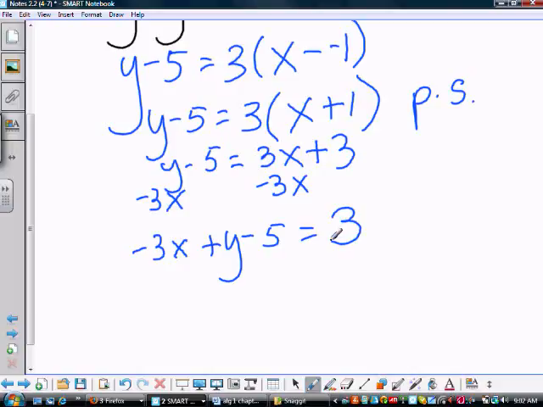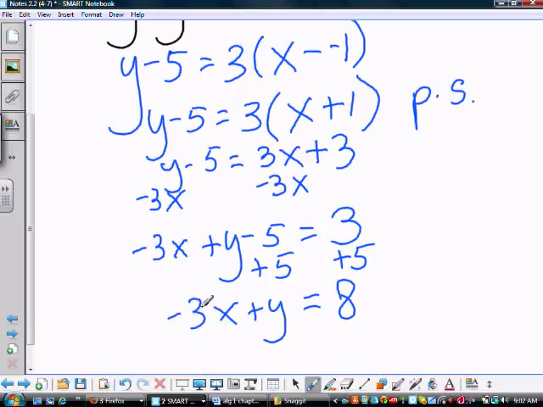I want all my constants, all my numbers, to be on the right side, so I'll add 5 to both sides and get negative 3x plus y. The minus 5 is gone, equals, now add 5 to the 3 and get 8. And I'm in standard form, but I've got all integer numbers here. I usually like the coefficient on the x to be a positive number.